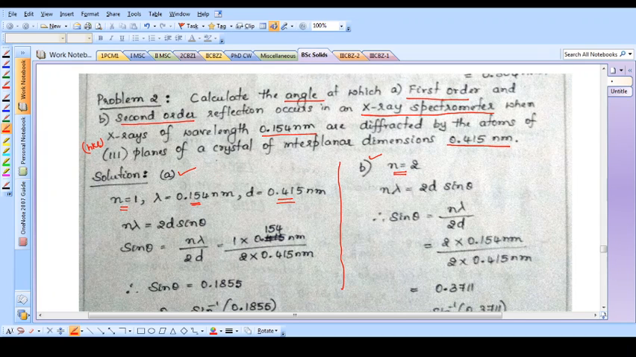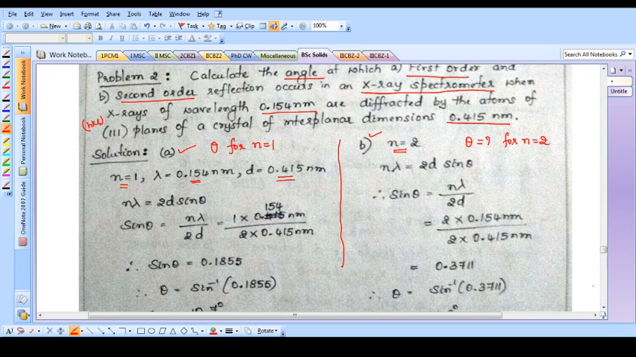You are supposed to find out theta, that is Bragg's angle, for the first order reflection, that is when n is equal to 1, and the Bragg's angle theta for the second order reflection, that is when n is equal to 2. The solution to this problem is nothing but simple application of Bragg's equation, which is n lambda is equal to 2d sin theta.